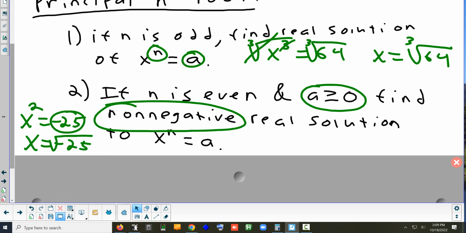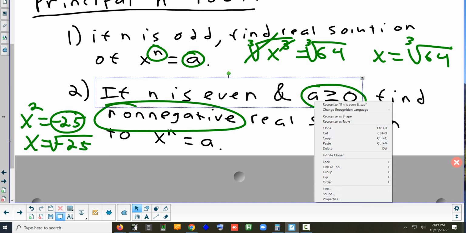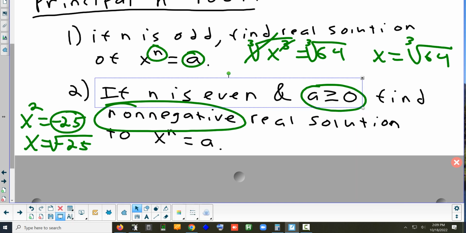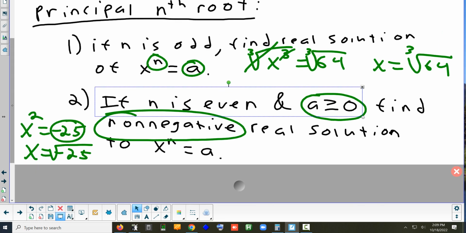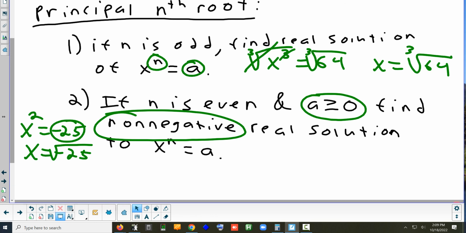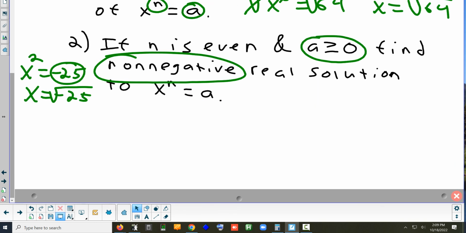So first of all, the number under the root, the radicand, has to be greater than or equal to 0. And when you solve it, I don't want to know if there's a negative answer. I only want the answer that is not negative. So what if I said x squared equals 81? How would you solve that?